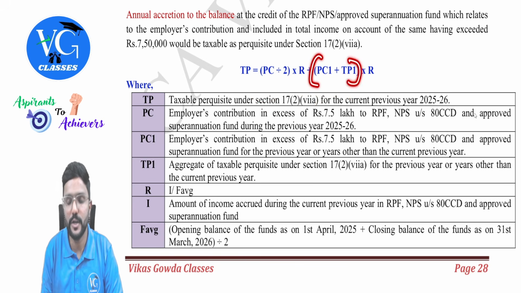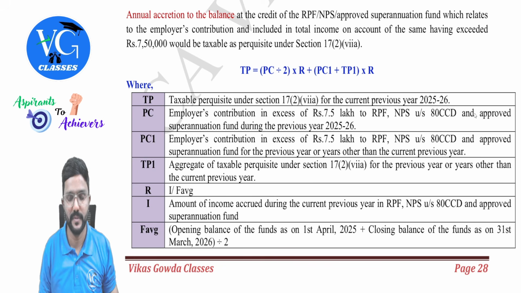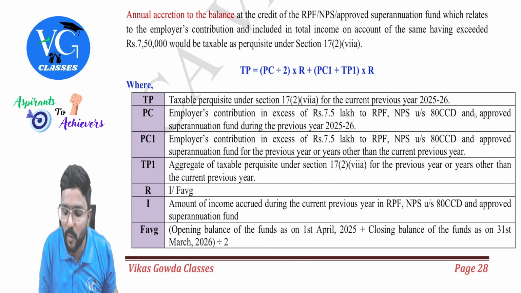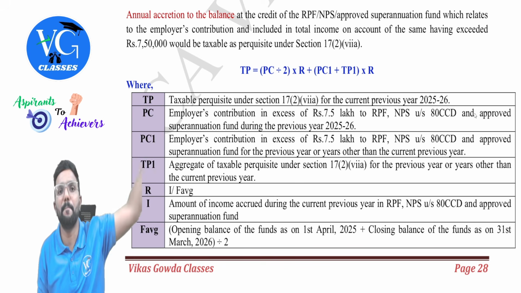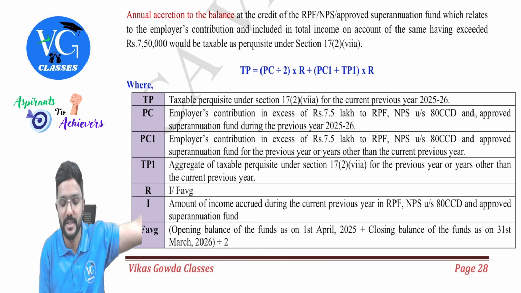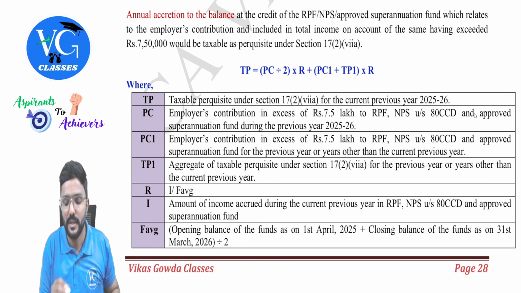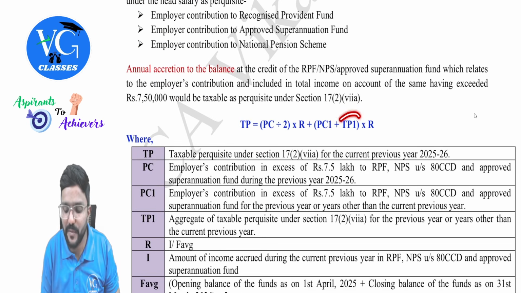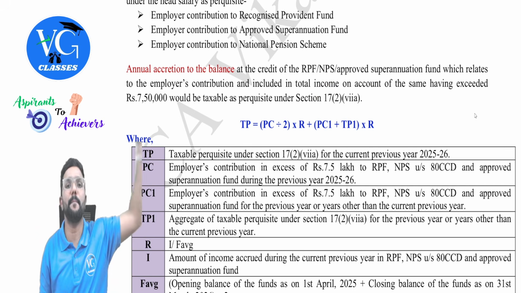Plus, this is the contribution which was made in the past, but it was taxable as perquisite in the respective year. Even this will be a part of the fund in the current year. Yes. Even on that, whatever return is earned, that is also taxable as perquisite. This is with respect to the past year's tax. Clear? This is with respect to the current year, whereas this is with respect to the past year. This is nothing but what was taxable in the past years under section 17(2)(vii), whereas TP1 is nothing but what was taxable under section 17(2)(viia) in the past.